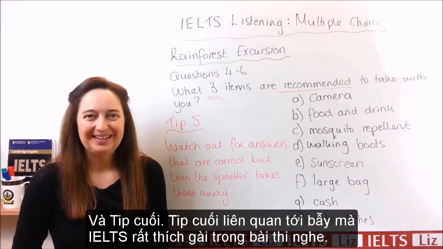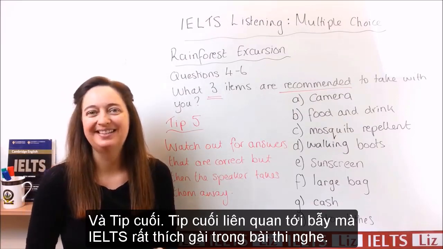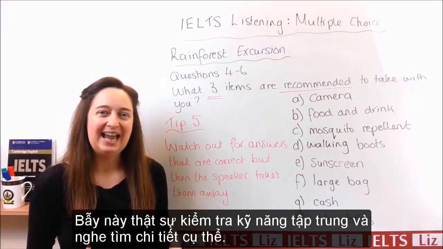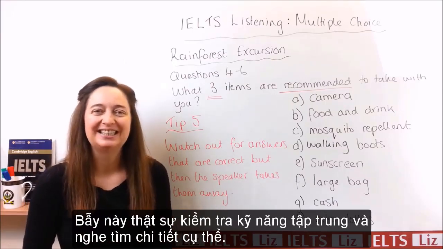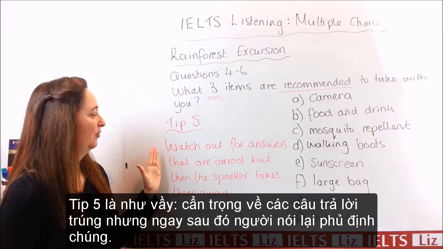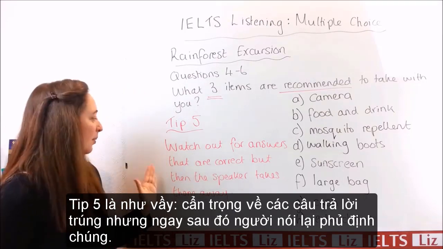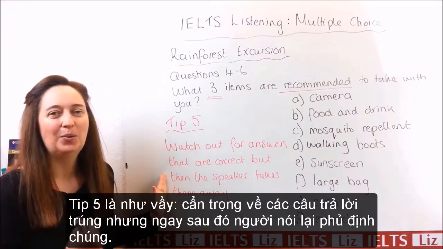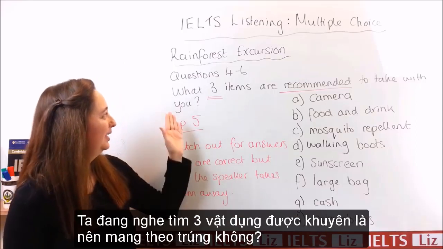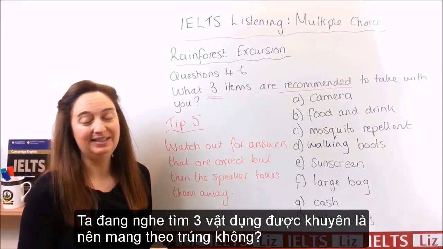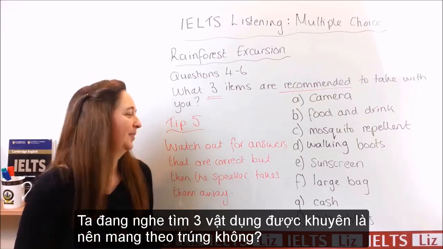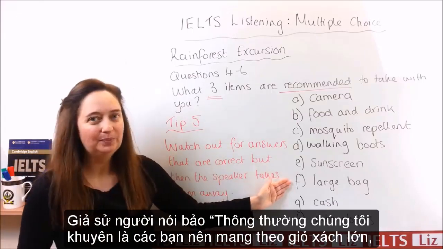And the last tip. The last tip is all about a common trap that IELTS like to give in their listening test. And this is a trap that really tests your ability to concentrate and listen for detail. So tip number 5 is watch out for answers that are correct, but then the speaker takes them away again. Let me give you an example so you can understand. Now, we're listening for 3 items that are recommended to take with us into the rainforest. So something we should take. Now, let's take this for an example.